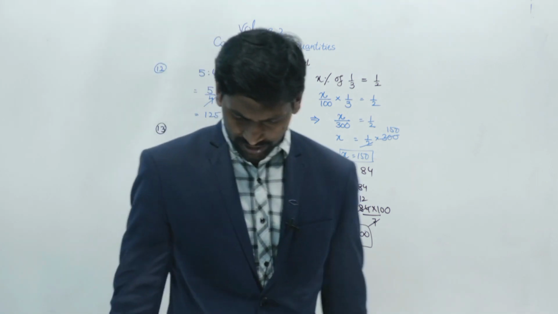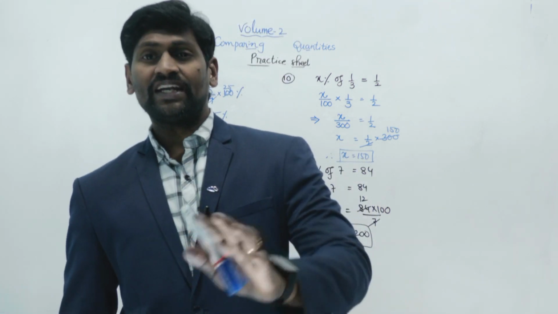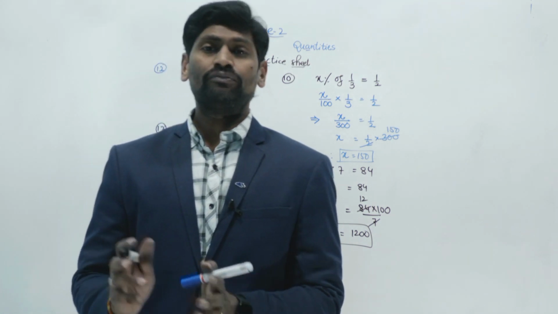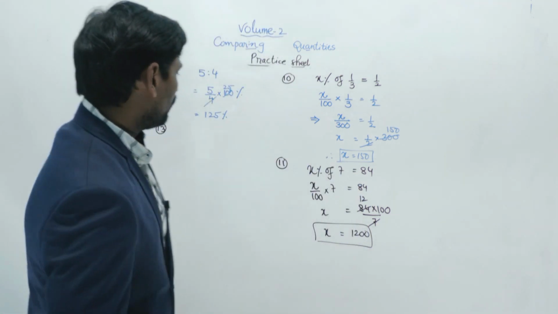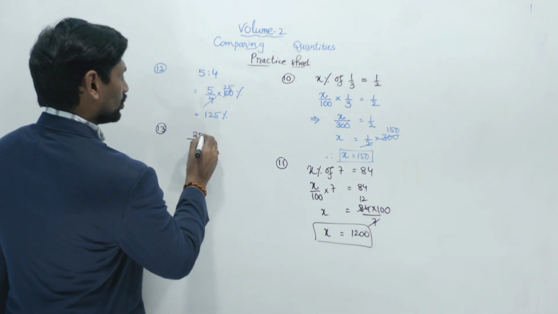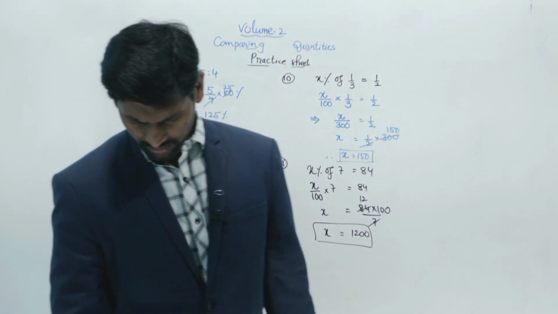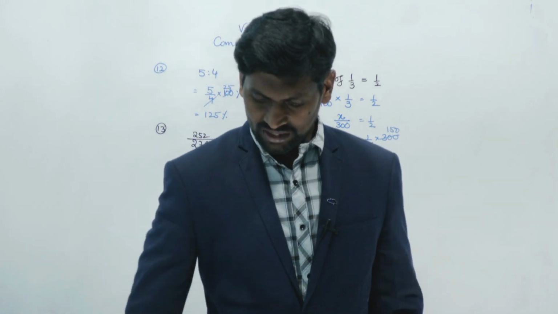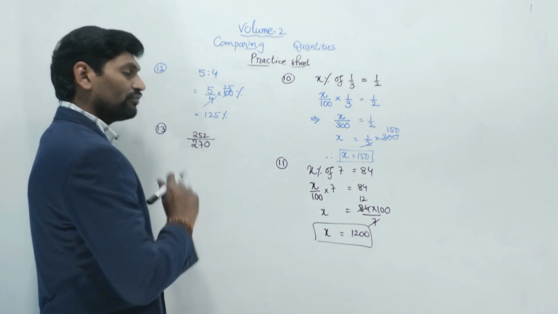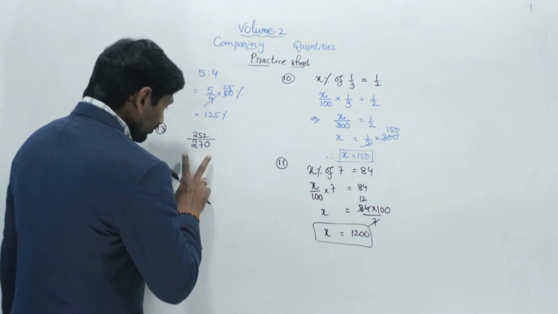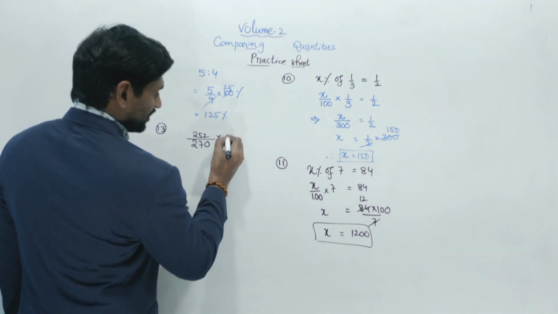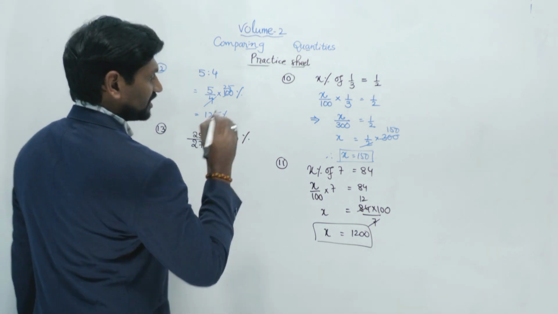The 13th problem is given. 270 candidates appeared for an examination, of which 252 members passed. Out of 270, the number of passed children is 252. Then find the pass percentage. How many passed here? 252 out of 270 people. To convert this fraction into percentage, we should multiply with 100%.